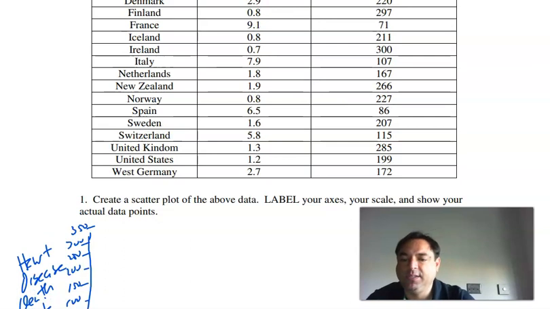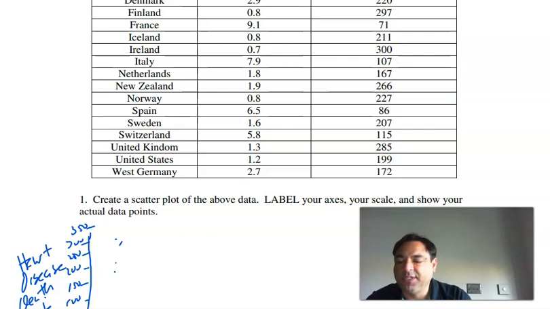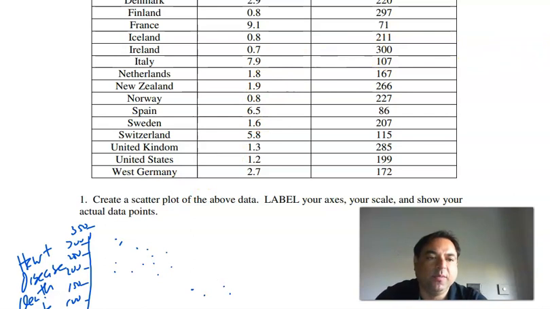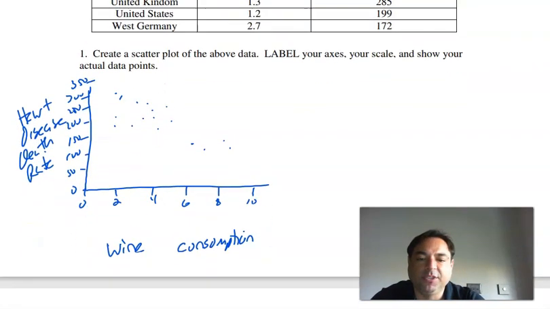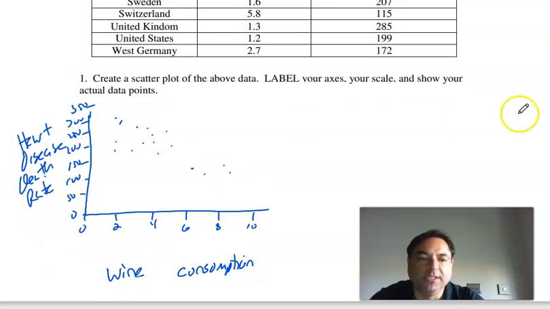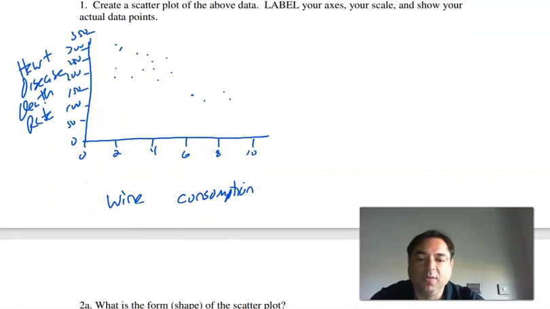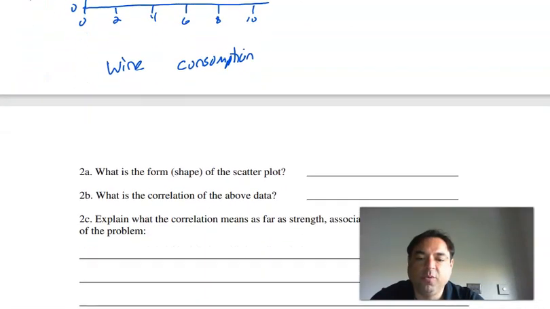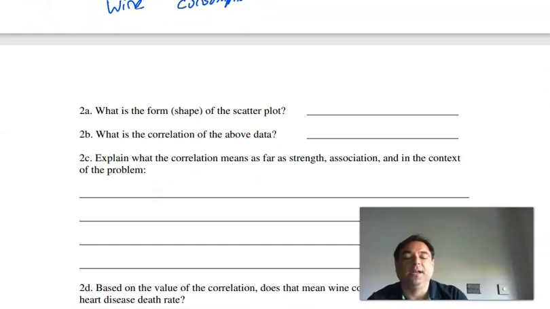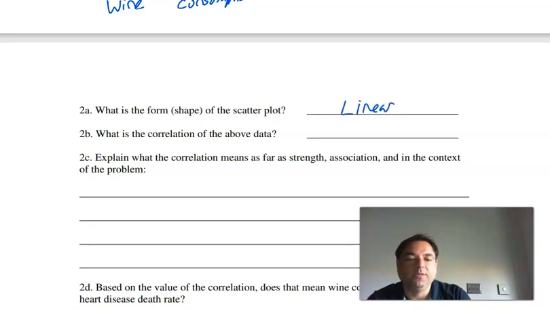Again, doesn't have to be perfect, just represent the best you can. You could do this all by hand and make sure every point is perfect, but I think we got the idea. We have this picture showing wine consumption and the heart disease death rate. So that is our scatter plot. Now, the next question talks about the form, correlation, and other questions. The first one is, what is the form? The form will be linear. Dots are forming a line.